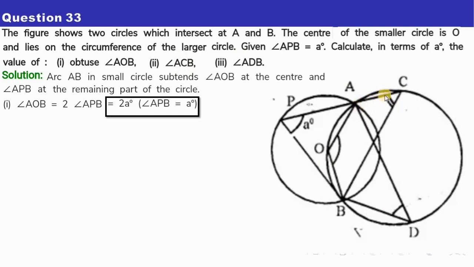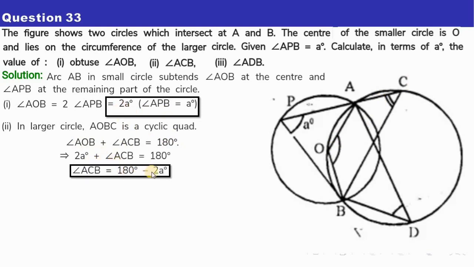Now if you see here carefully, in this bigger circle, A, O, B and C all lie on the circumference. So AOBC can be considered a cyclic quadrilateral. In a cyclic quadrilateral we know that the sum of opposite angles, that is this and this, will be equal to 180 degrees. So that's what is written here. AOB plus ACB will add up to 180 degrees. And what is AOB? AOB is 2A, right? So from here ACB equals 180 minus 2A degrees.